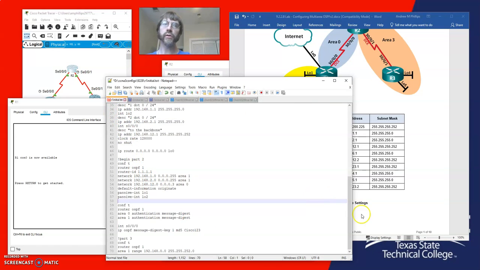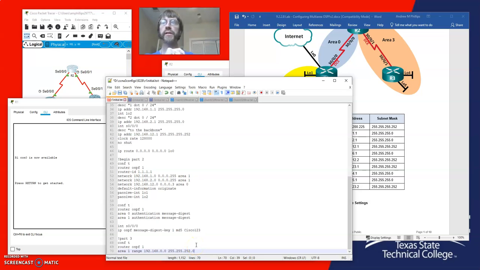Let's see. So on the one hand, we've got two Class C networks, 192.168.1.0, 192.168.2.0. Both of these are /24s. And so we're not using 0. We're leaving 0 alone. We're not touching 3.